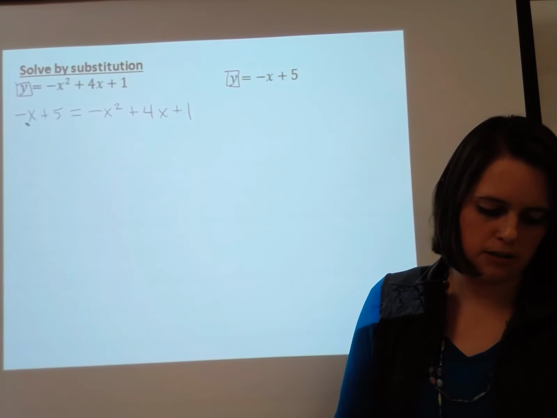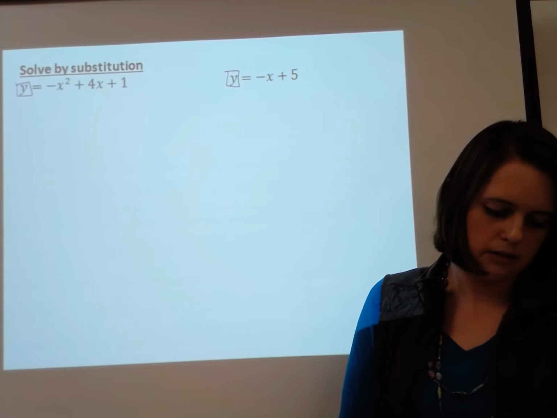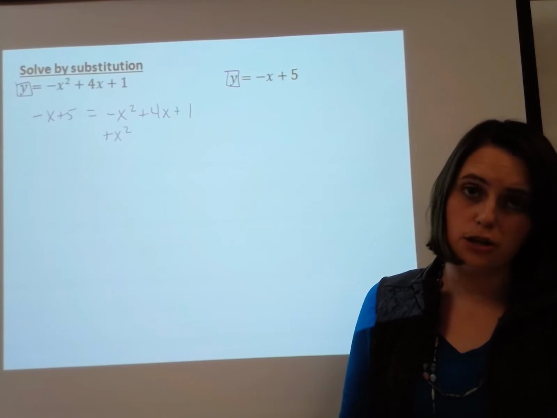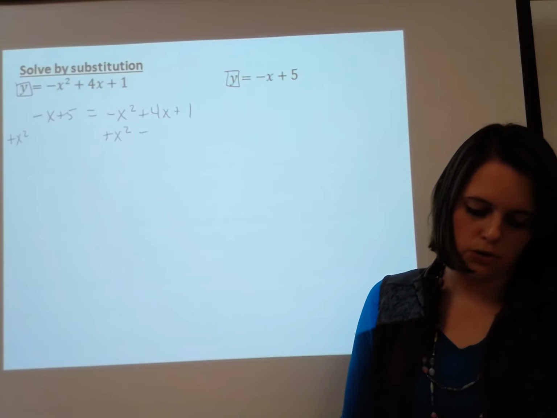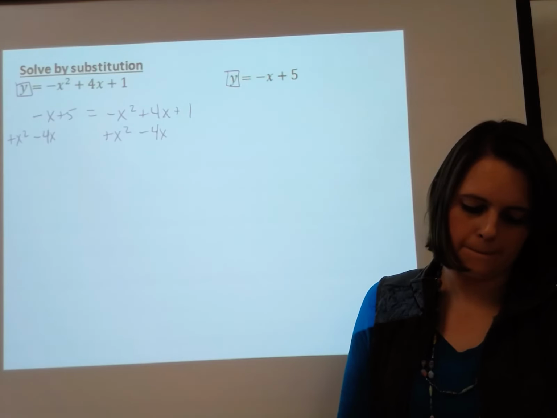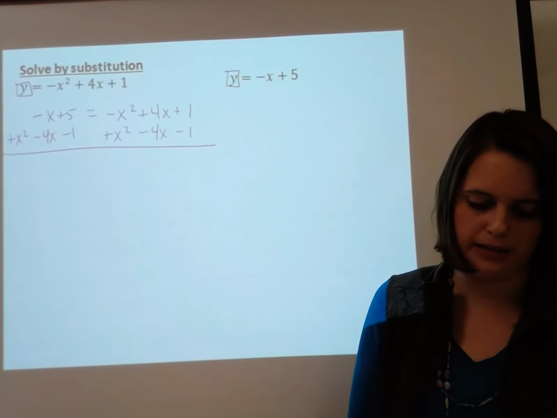So let me scoot this over some so that we'll have enough room. Negative x plus 5 equals negative x squared plus 4x plus 1. Moving everything to the left, we're going to add the x squared. Since there's nowhere to line it up with, just put it out front. We're going to subtract the 4x, again lining it up with its like term, and subtract the 1. Everything on the right-hand side this time is what equals a 0.